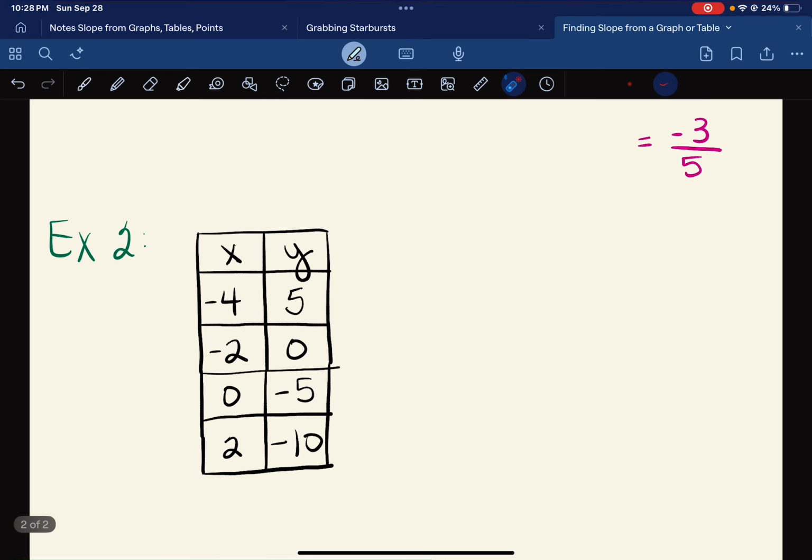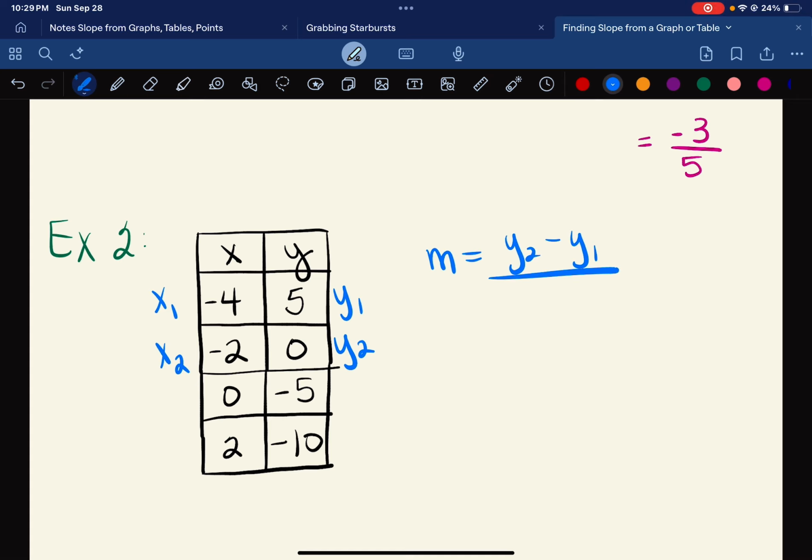Let's try an example from our table. So if I have this table of values, all I need to do is choose 2 points. Any 2 points that I want, it does not matter. So if I just start with the top 2 points, we'll call this point x1 and this point y1. This point would be x2 and this point would be y2. And we'll just plug these values into our equation. So remember, our slope is equal to y2 minus y1 over x2 minus x1.